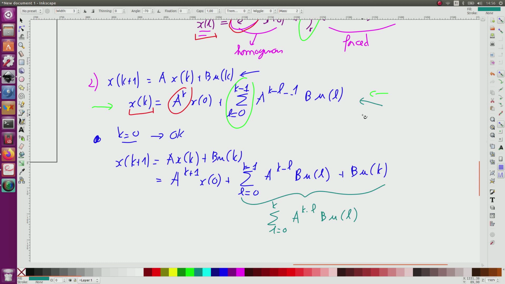Again, I have the homogeneous solution, or free solution, depending on the initial condition, and the forced solution depending only on u.